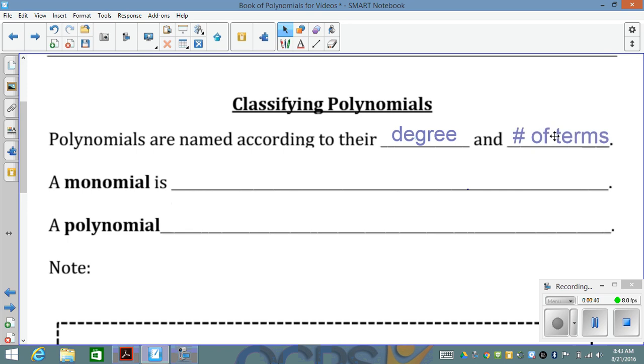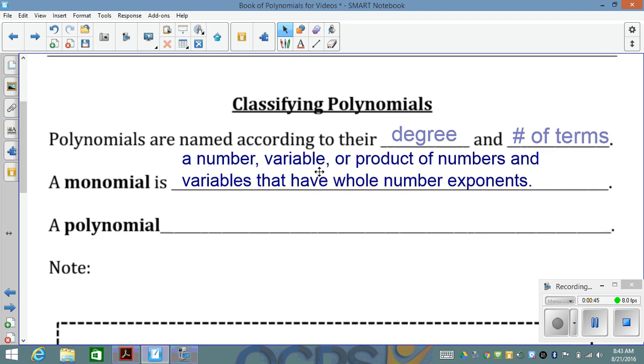Now, a monomial is the most basic of our polynomials, and this is kind of a long definition, so write small and write neat and squeeze it in on that little space I gave you. A monomial is a number, variable, or product of numbers and variables that have whole number exponents. So for example, 3 is a monomial. X is a monomial. 3x squared is a monomial because 3 is a number, x is a variable. 3x squared is a product of numbers and variables that have whole number exponents.